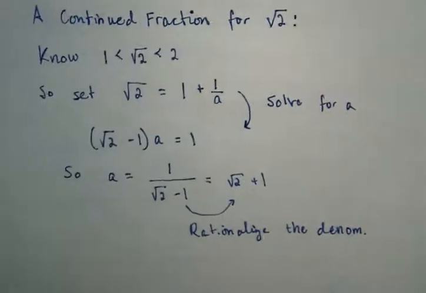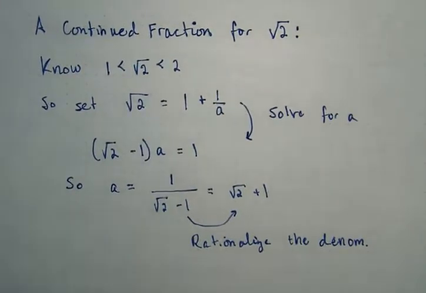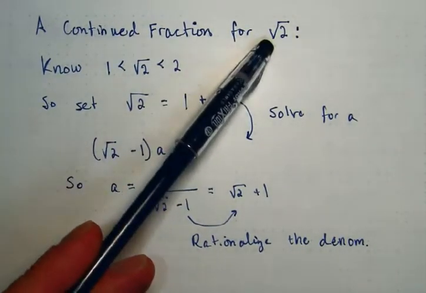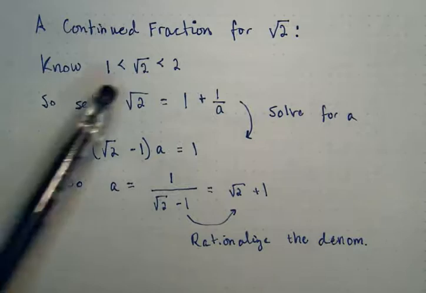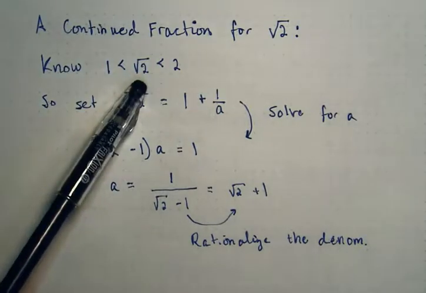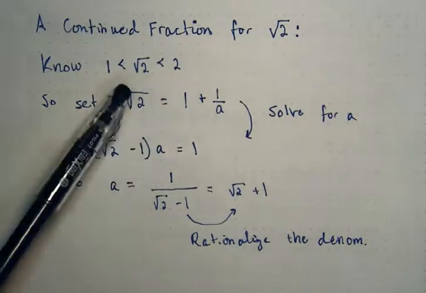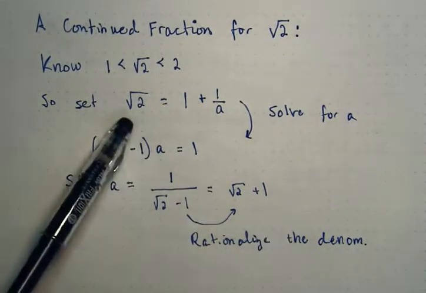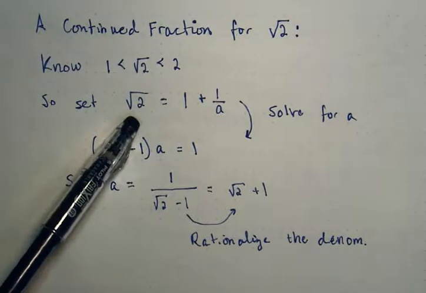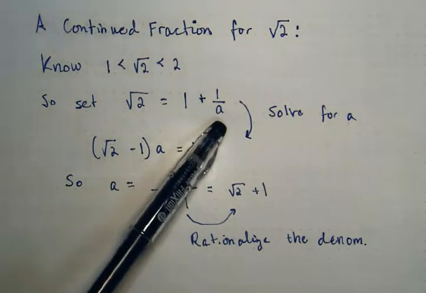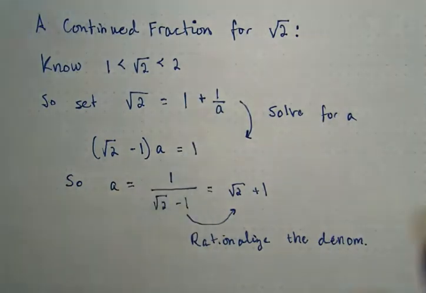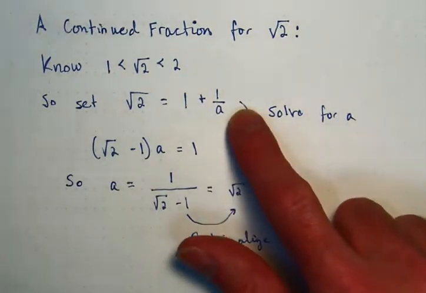So what I want to do here is look at an example of finding a continued fraction approximation for an irrational number. So let's try to figure out the continued fraction expansion for radical 2. Let's just start with what we know. Radical 2 is something between 1 and 2. I know it's bigger than 1, but I know it's smaller than 2. So I'm going to take radical 2 to be equal to 1 plus a little bit here. And this little bit I'm just going to call 1 over a. And then I want to solve this equation right here for a.